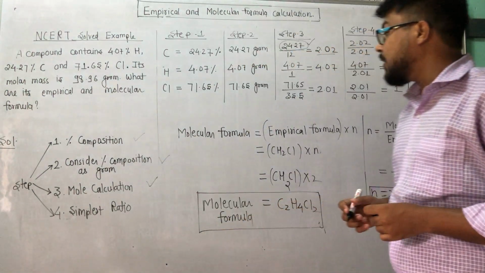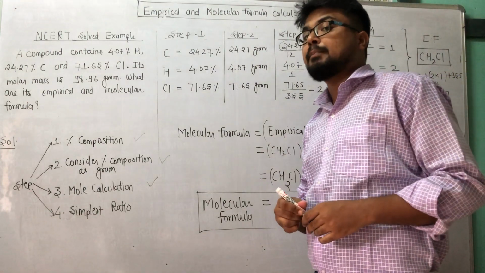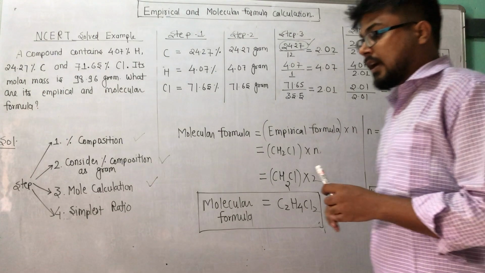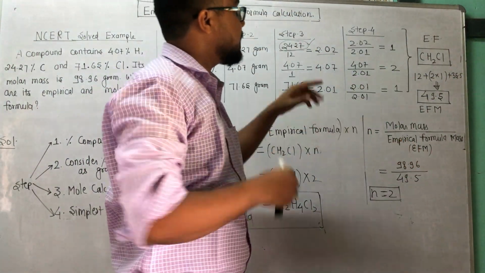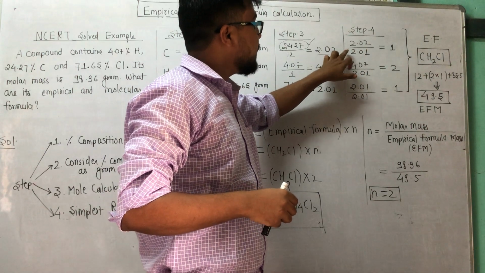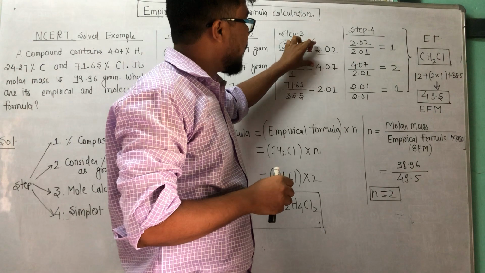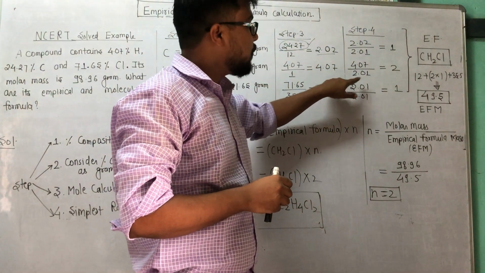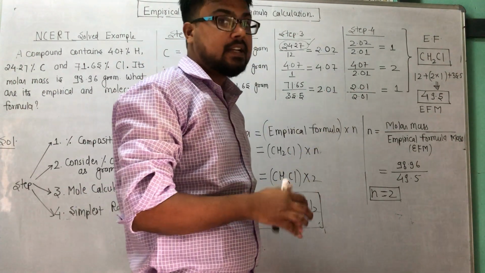Now it's time for the simplest ratio calculation, and the simplest ratio is nothing but the empirical formula. Whatever the smallest value among these, I will use that value for the next division. So 2.02 divided by 2.01, because 2.01 is the smallest among these three values, and further 4.07 will be divided by 2.01, and 2.01 itself will be divided by 2.01.